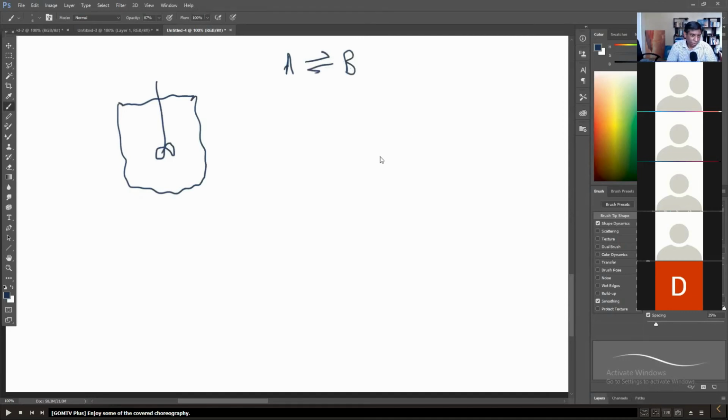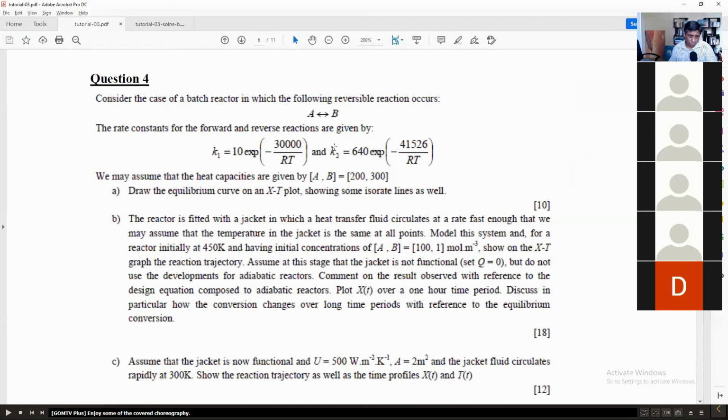And we are given the constant, so we know how the kinetic rate constant is changing as a function of temperature. We are given the heat capacities, and number one, it asks us to draw the equilibrium curves. If you look at some of my other notebooks, there is useful code for drawing your isorate lines and the equilibrium curves.